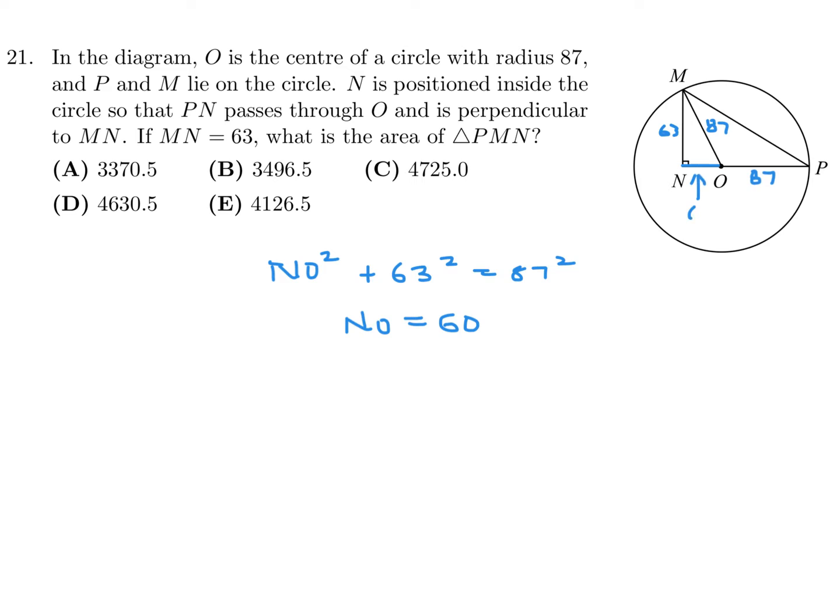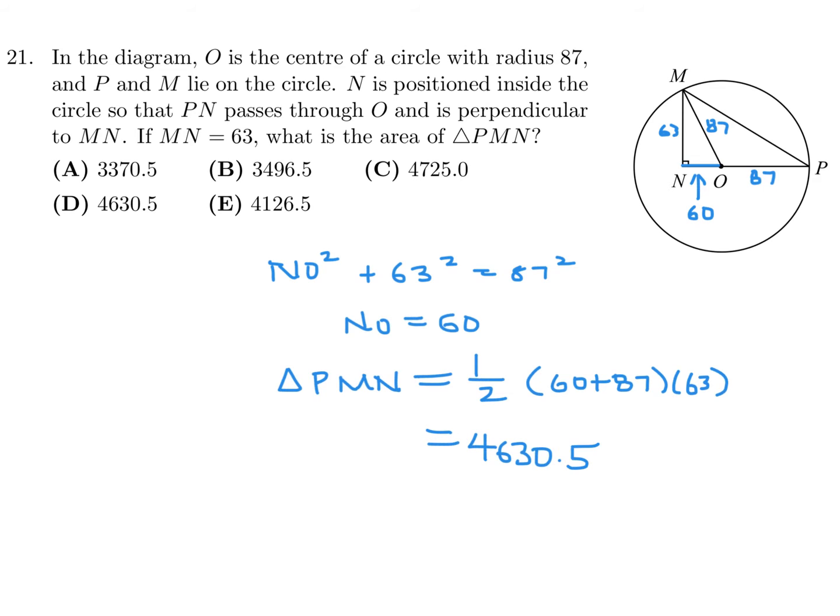That's 60. So the area of triangle PMN would be 1/2 base times height. The base is 60 plus 87, and the height is 63. And that's it. When you crunch out these numbers, you get 4630.5. Therefore, number 21 is D.